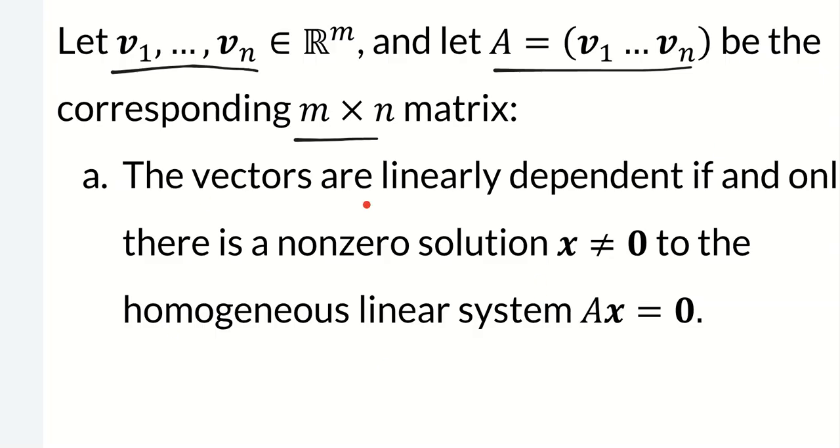Now, we said the vectors are linearly dependent if and only if there's what? A non-zero solution. All right, so we have seen this already in vectors before, right? Where we spoke about the linear combination, and also what? The spanning.